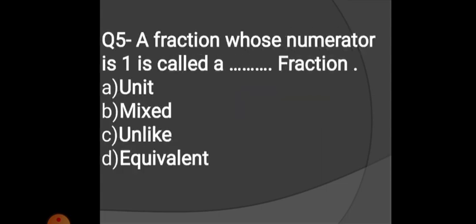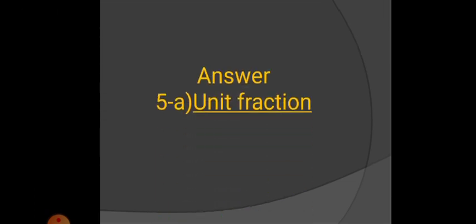Question number 5. A fraction whose numerator is 1 is called a dash fraction. Means what type of fraction it is if its numerator is 1. Options are A unit fraction, B mixed fraction, C unlike fraction, D equivalent fraction. So now let's check the answer of this question. The answer is option A unit fraction. Now let's move to another question.